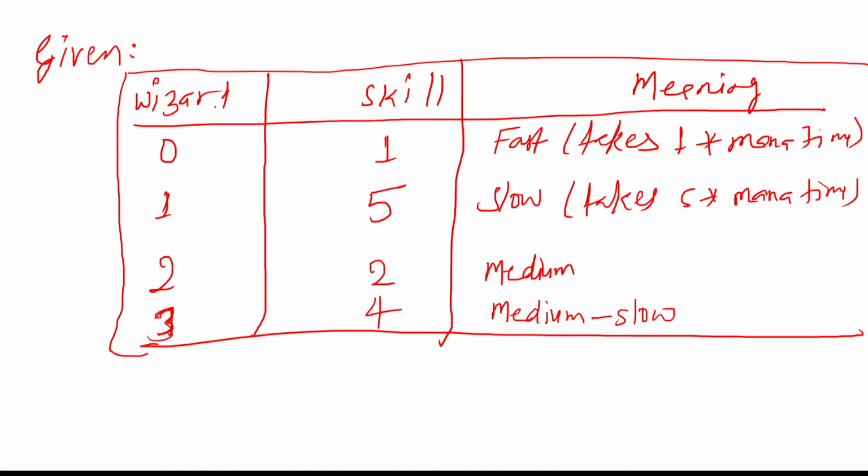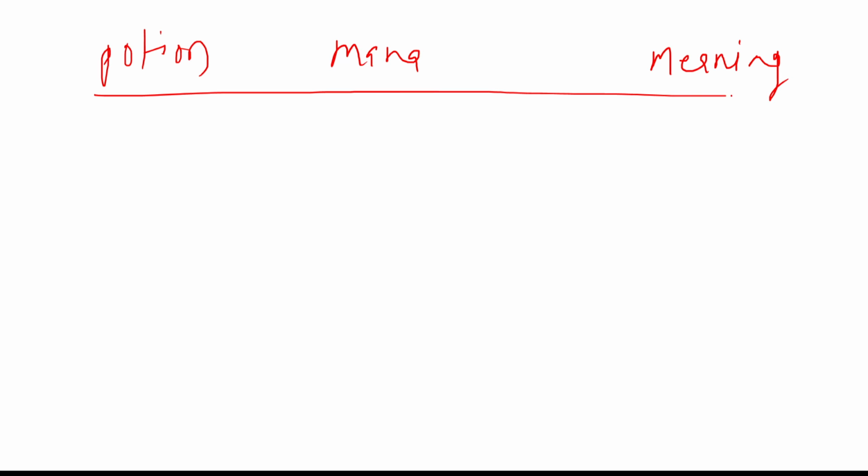Let's talk about the portions. Previously we have seen the wizard. Now think about the mana. So this is not the skill, but this is mana, and we'll understand the meaning. Let's suppose this is what we have been given. Very first, portion is 0, so mana will be 5. And so what is the meaning?